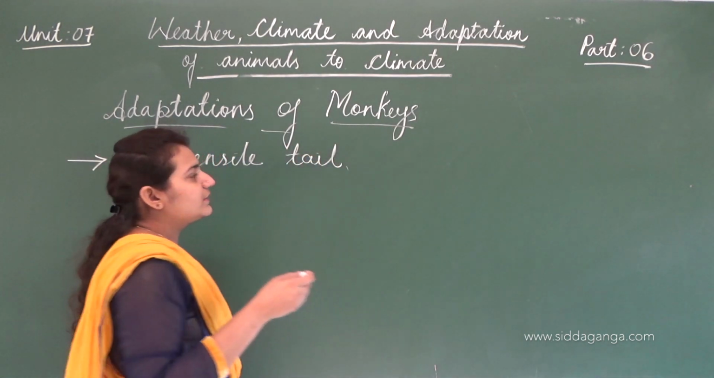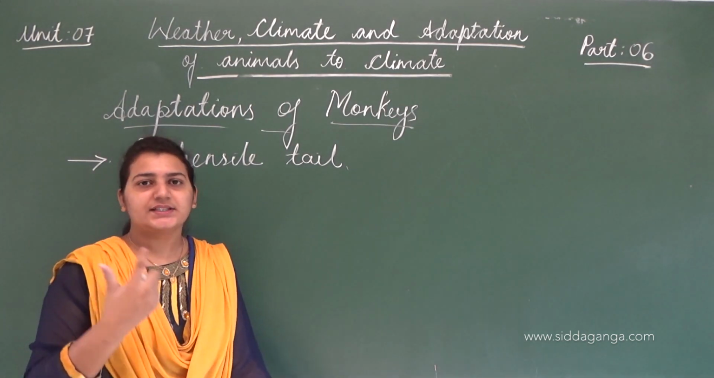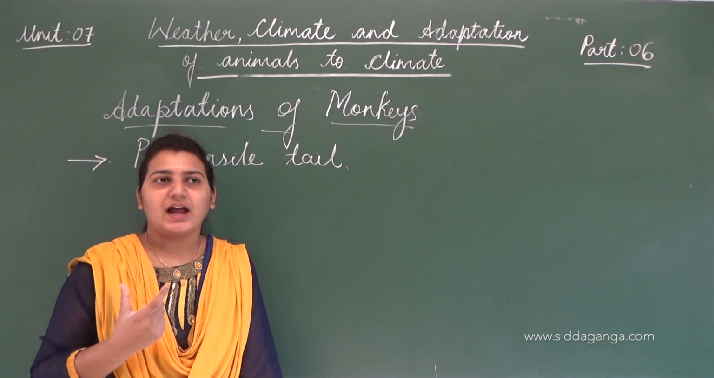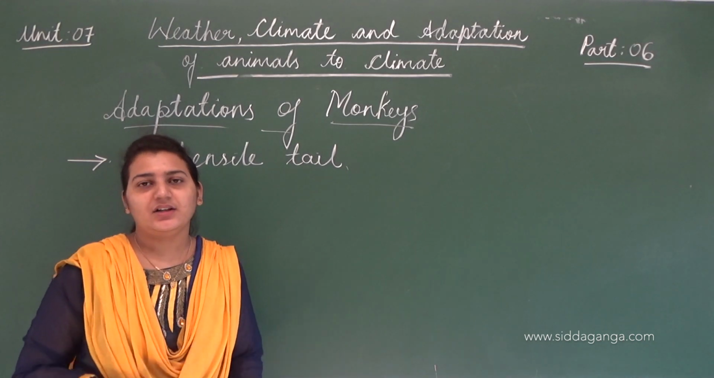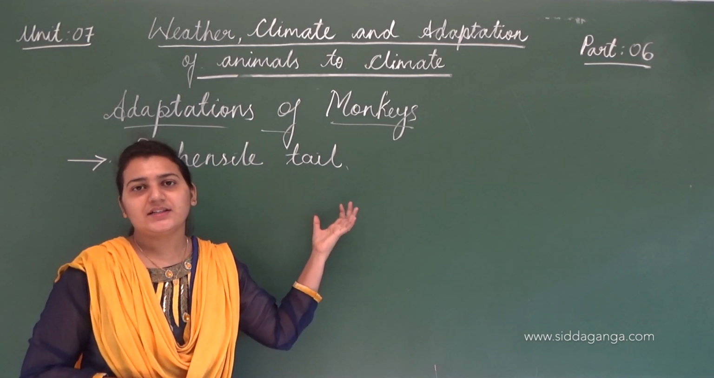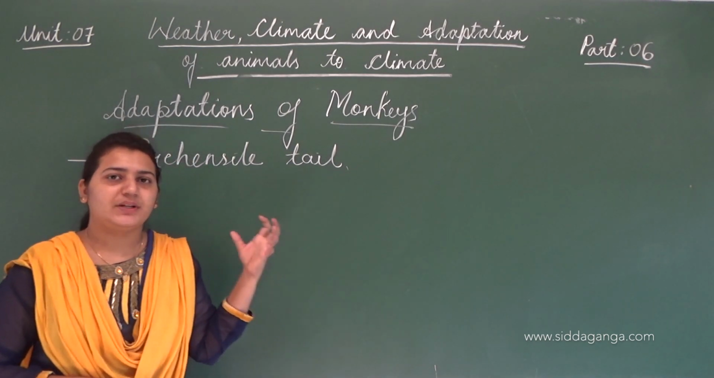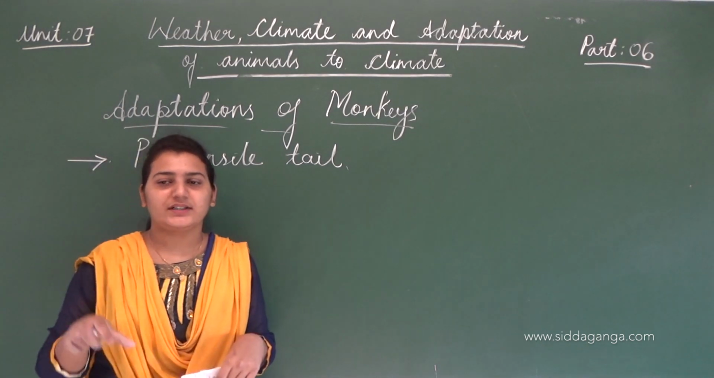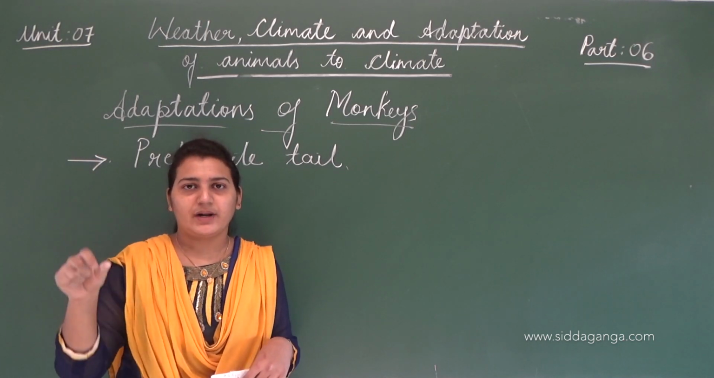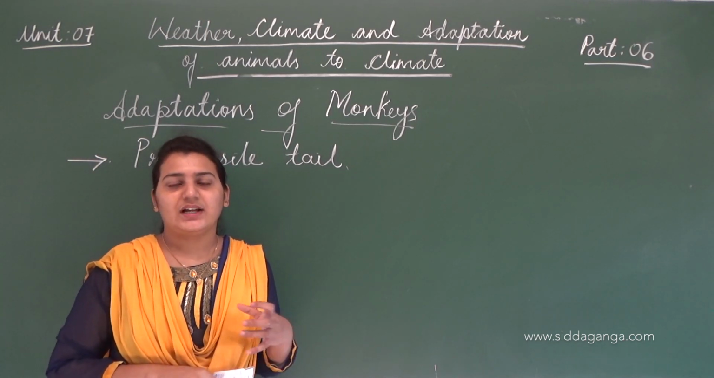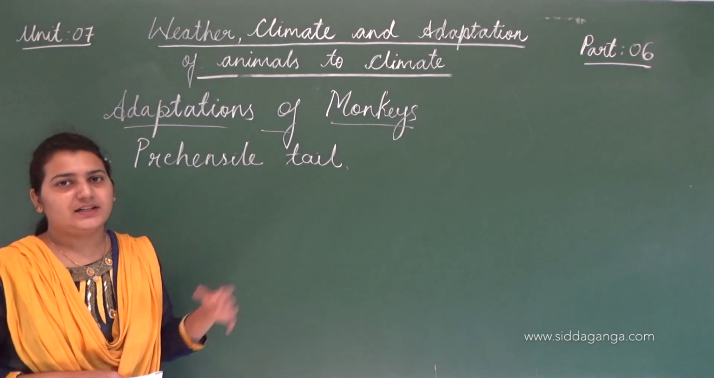So what does this prehensile tail mean? That means the monkey's tail acts as a third hand. Even though they usually have two hands like us, this tail is used again as a third hand. That's what prehensile tail means. They can grab whatever they want with the tail. They can hold on to something, they can hold on to the branches of trees, etc. So that acts as a third hand. That's what prehensile tail means.